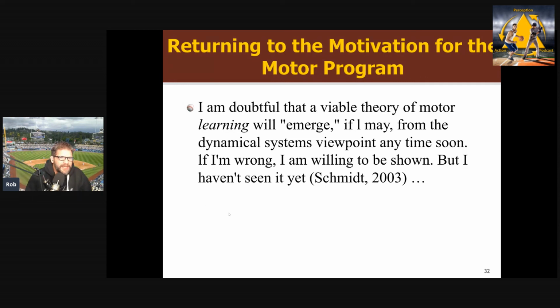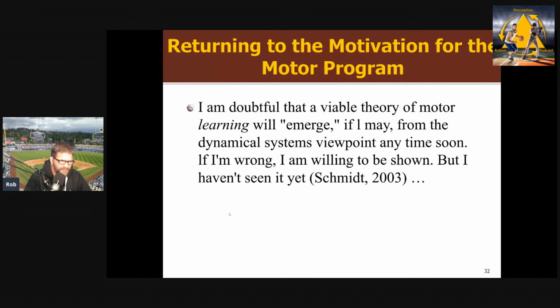The other thing I'll point out, last thing, is in Schmidt, in his 25-year review of motor learning theory, he talks a lot about the alternative, the dynamical systems approach and the ecological approach. And he raises this concern, which at the time was valid: "I'm doubtful that a viable theory of motor learning will emerge, nice choice of words, from a dynamical systems viewpoint anytime soon. If I'm wrong, I'm willing to be shown, but I haven't seen it yet." So this is 2003.